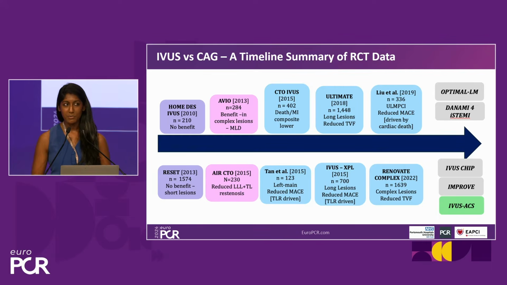But then between 2015 and early 2023, when RENOVATE-COMPLEX published, there was a whole plethora of data demonstrating a significant difference in the hard endpoints that we look for in cardiovascular trials, such as mortality, MI, and reduction in target lesion revascularization and target vessel failure. And there are ongoing trials with OPTIMAL left main, DYNAMIC for iSTEMI, IVUS CHIP and IMPROVE still recruiting, and IVUS ACS, which published in the Lancet 4 weeks or so ago, demonstrating a benefit in the use of IVUS in ACS patients.